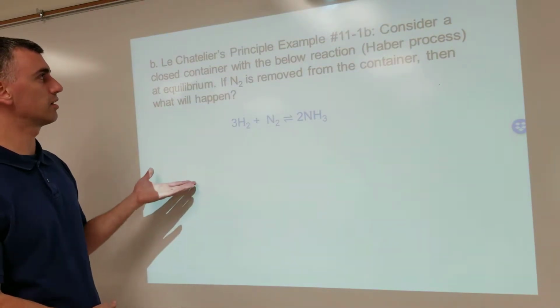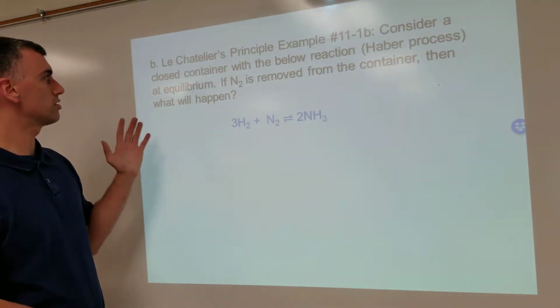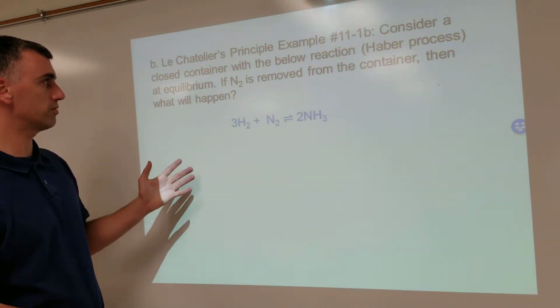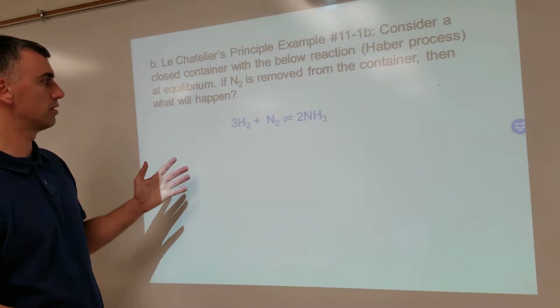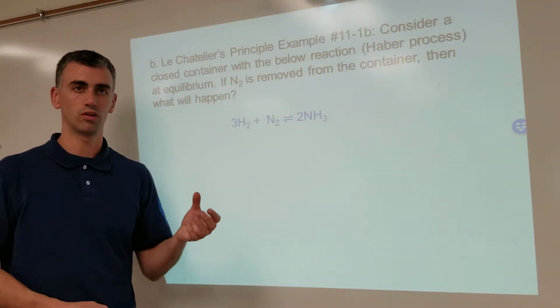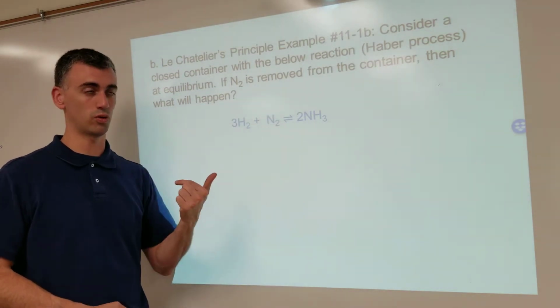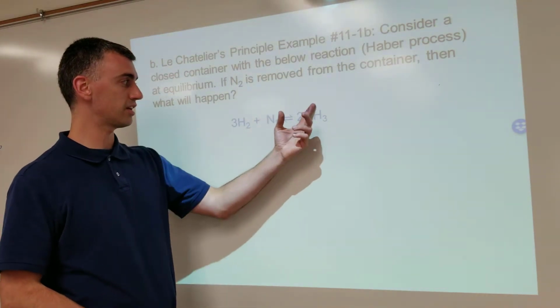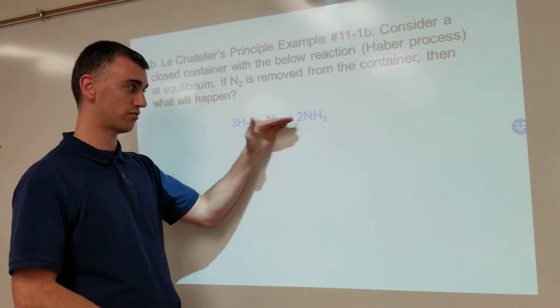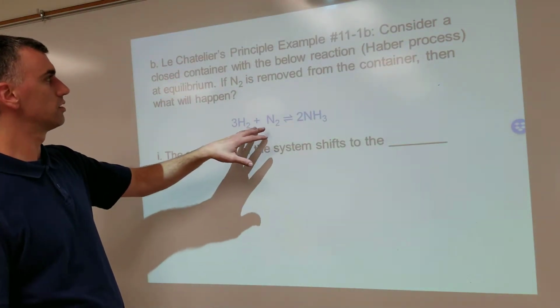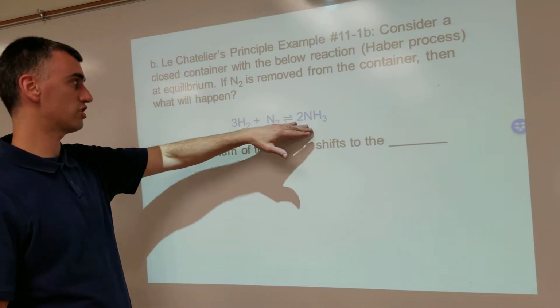Okay, what about here? Consider a closed container with the below reaction at equilibrium. If it's removed from the container, then what will happen? Remember, what you add, it shifts away from. What you remove, it shifts toward. If you remove something on the right side, it's going to shift toward the right. So if you remove something on the left, it's going to shift toward the left.